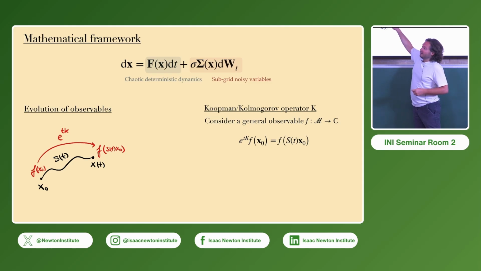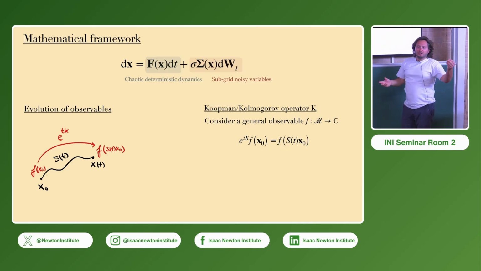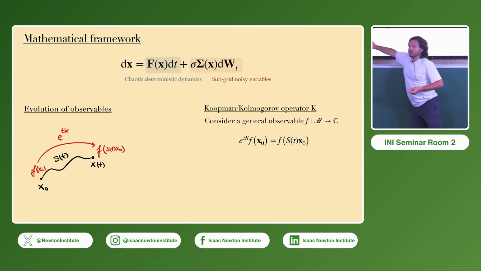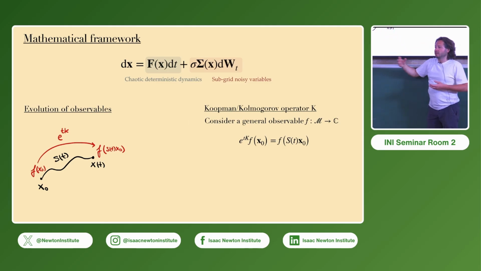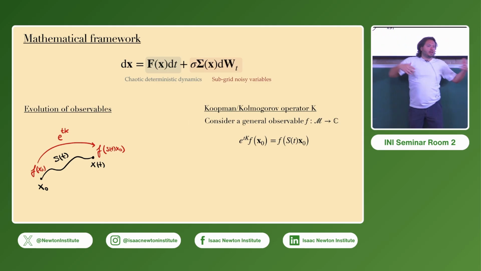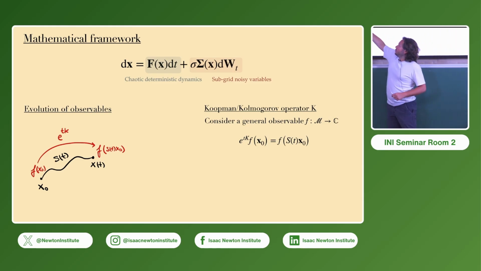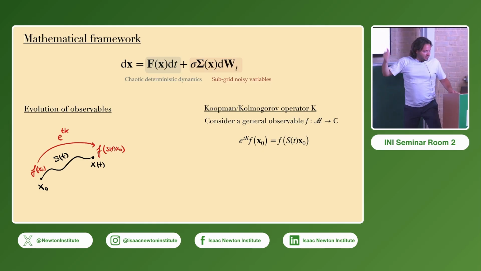You can define a Koopman or Kolmogorov flow or operator, which is this operator K here. The idea is you have an initial condition, x naught. You know that this deterministic dynamics defines a flow that brings the initial condition to a final state. And then this operator here is the one that evolves observables in time. So if you have an observable, could be energy, could be vorticity, could be any kind of observable that you want, the operator brings it from the initial time to the final time. And it's defined that way.